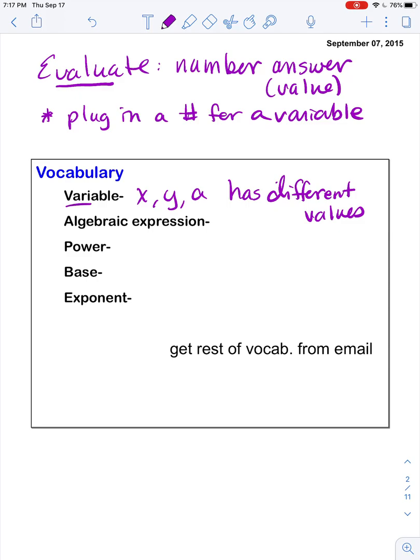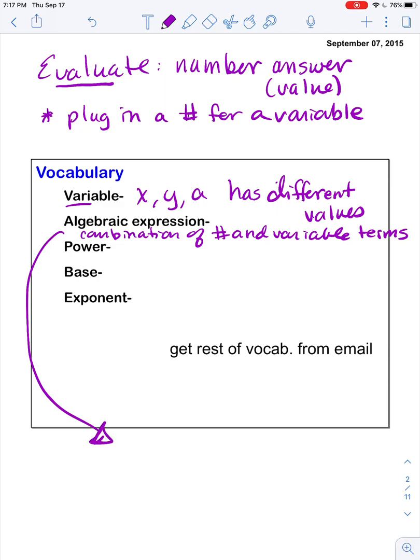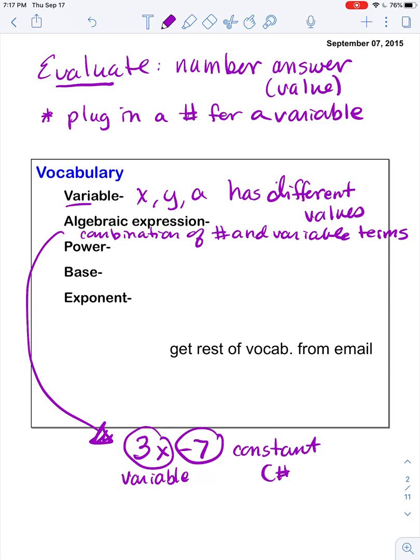An algebraic expression is going to be sort of a combination of number and variable terms. Let's say, for example, 3x minus 7. This is what we call a variable term because it has an x. This is what we call a constant term. And the constant means it's just a number. It's constantly 7. It never varies.